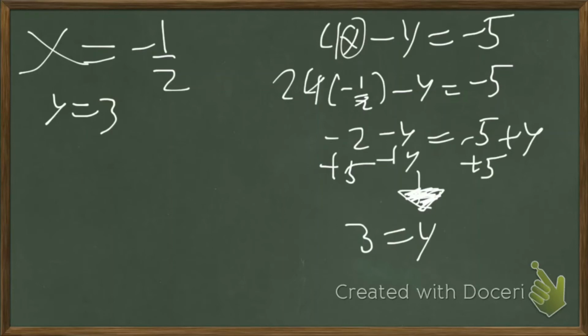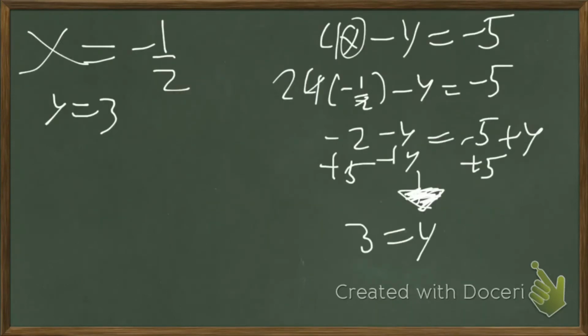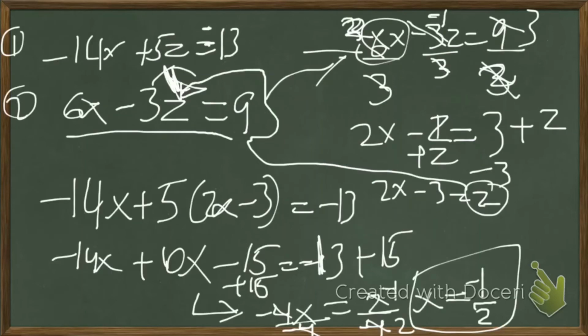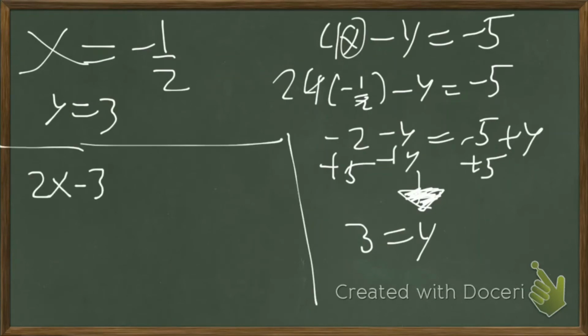Now what you can do to solve for z is substitute into an original equation, or we can substitute into the form equation we made for z, which was 2x minus 3 equals z. Let me rewrite that here. I'm going to put a box around it. So 2x minus 3 equals z.